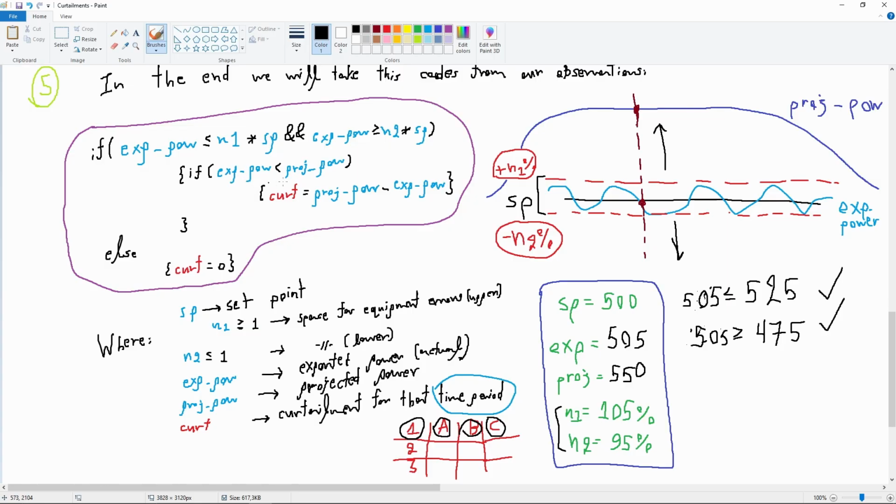Is my exported power less than my projected power? Yes, 505 is less than 550. So we move down and say that we do have curtailment, and my curtailment is equal to projected power, 550, minus my exported power, 505. So that means I have a curtailment of 45 units.